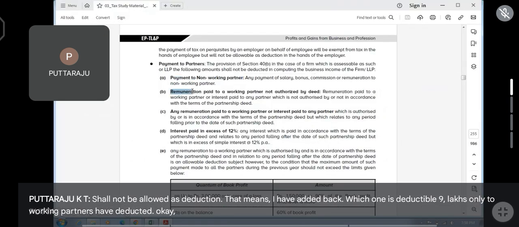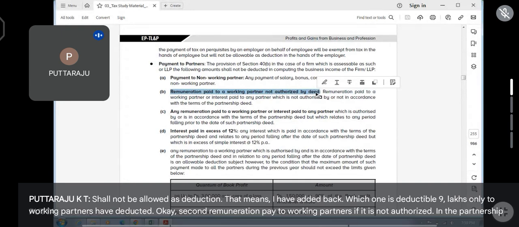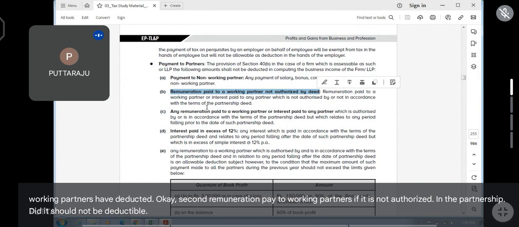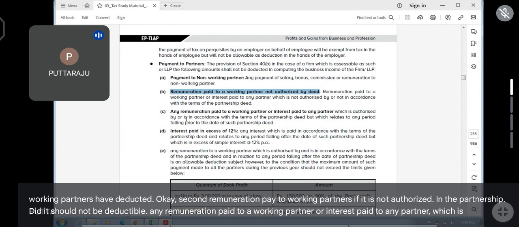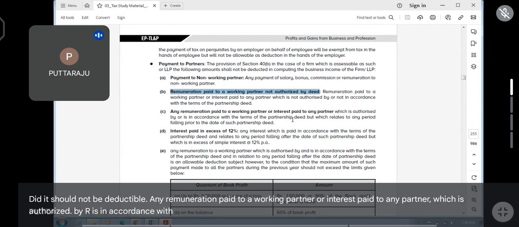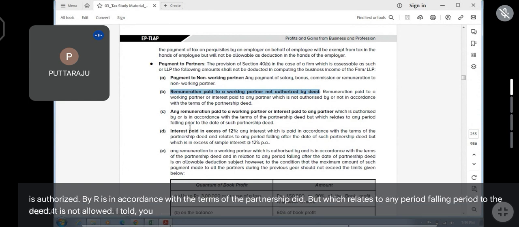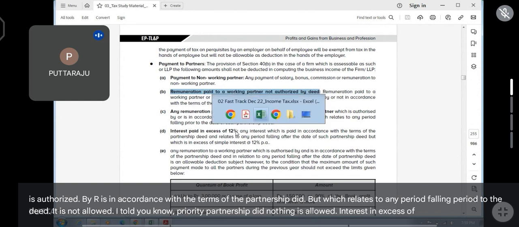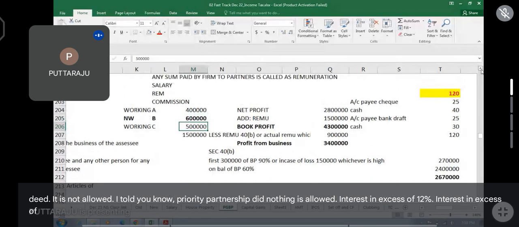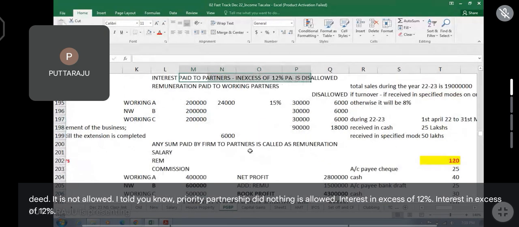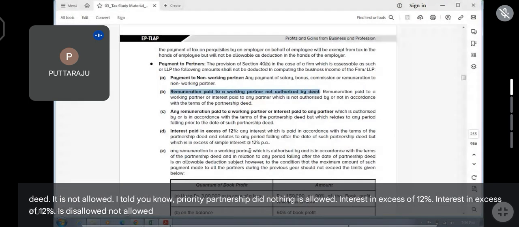Okay. Second, remuneration paid to working partners. If it is not authorized in the partnership deed, it should not be deductible. Any remuneration paid to a working partner or interest paid to any partner which is authorized by or is in accordance with the terms of the partnership deed, but which relates to any period falling prior to the deed, is not allowed. I told you, prior to the partnership deed, nothing is allowed. Interest in excess of 12% is disallowed. Not allowed means disallowed.